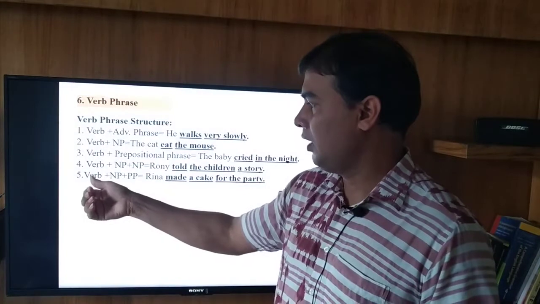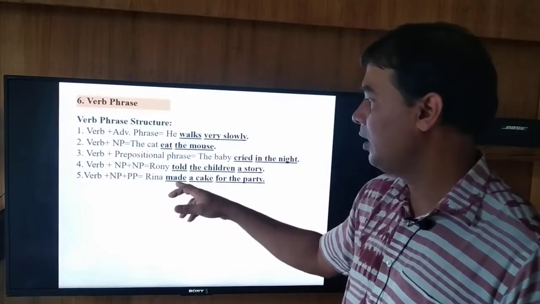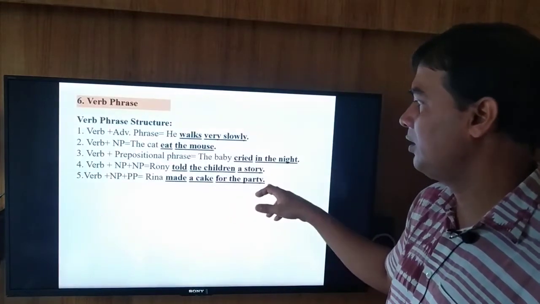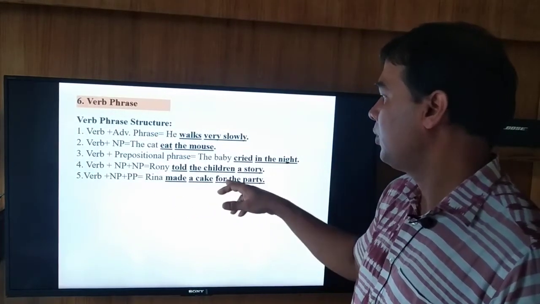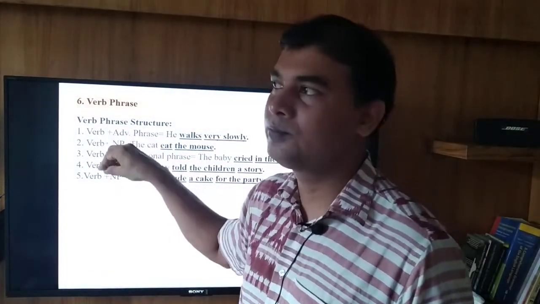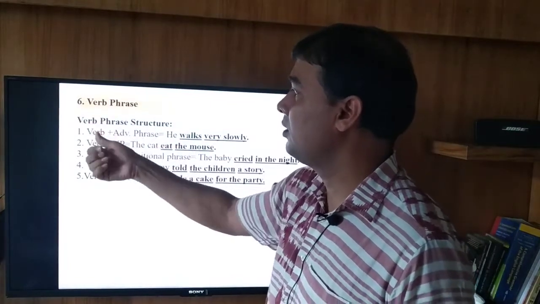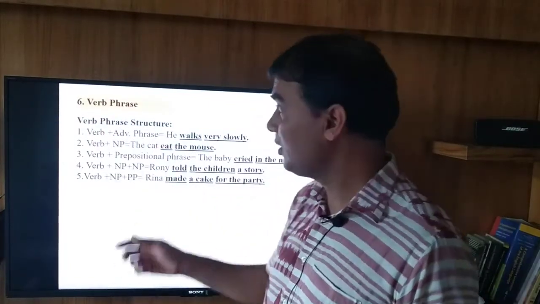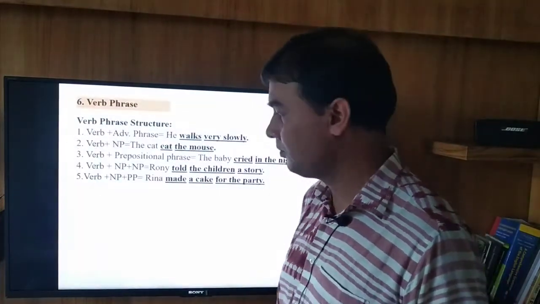And then verb plus noun plus prepositional phrase: Rina made a cake for the party. Made, this is a verb, a cake, this is noun phrase. For the party, this is prepositional phrase. So using these most common techniques, we can write verb phrase. Now using this technique of verb phrase, we can make a flowchart.